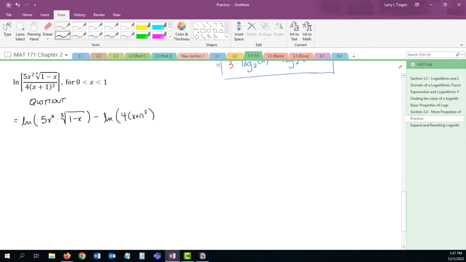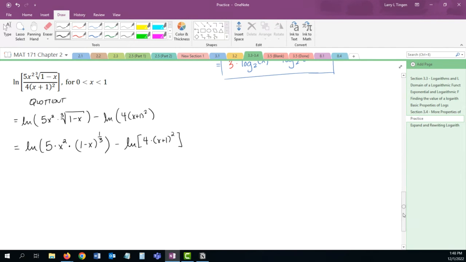So what have I got here? Well, I have the natural log of 5x squared times the cubed root of 1 minus x. I'm not going to do a property or a step here for properties, but I am going to really point this out. That's 5 times x squared times the cubed root of 1 minus x, which means 1 minus x to the 1/3 power, right? The index of the root is the corresponding denominator. And then that's minus the natural log of 4 times x plus 1 squared.